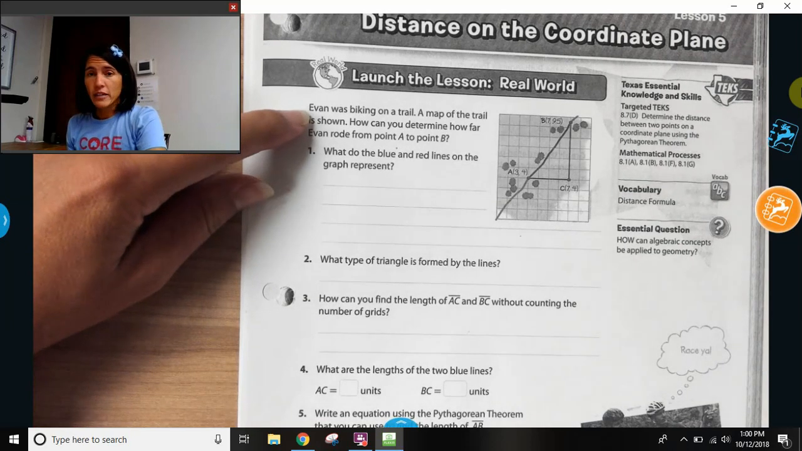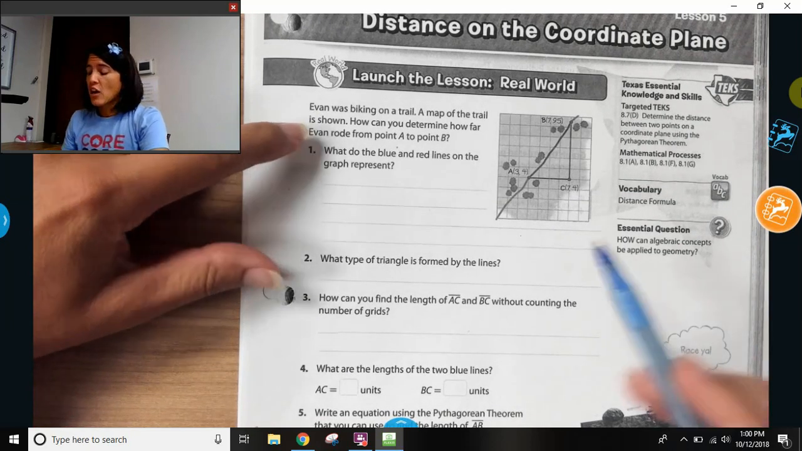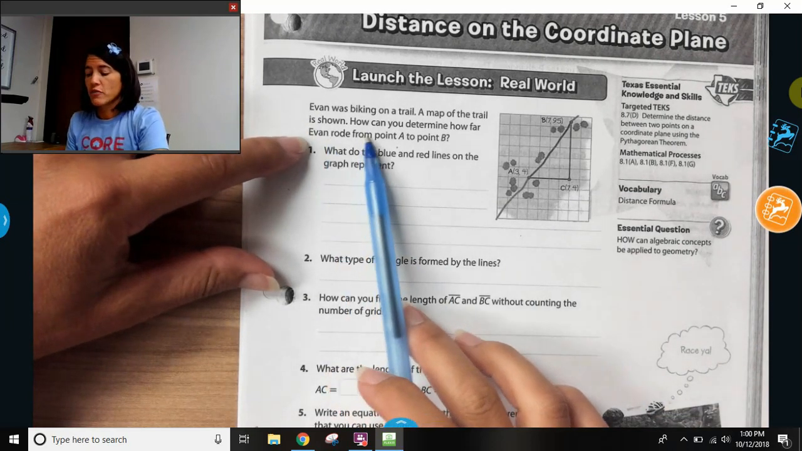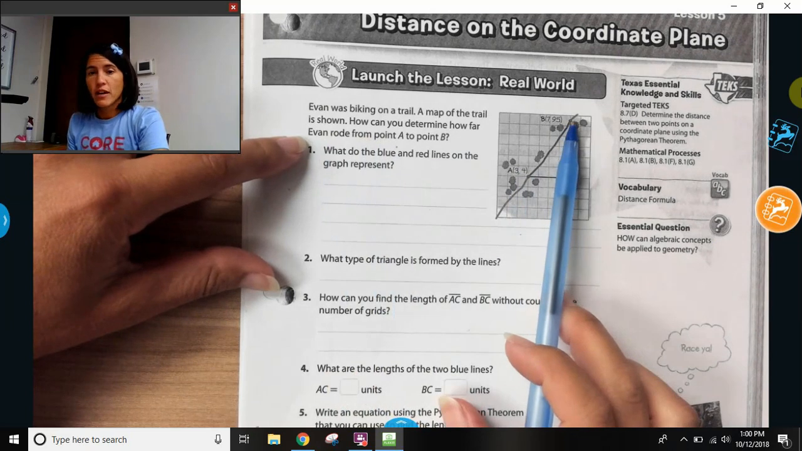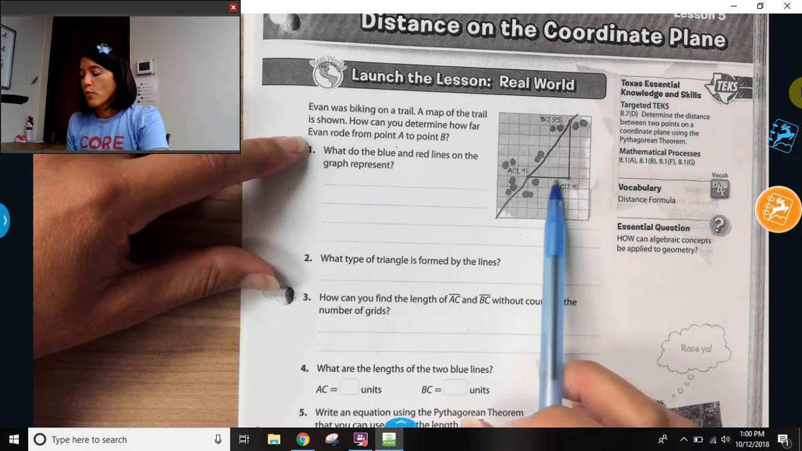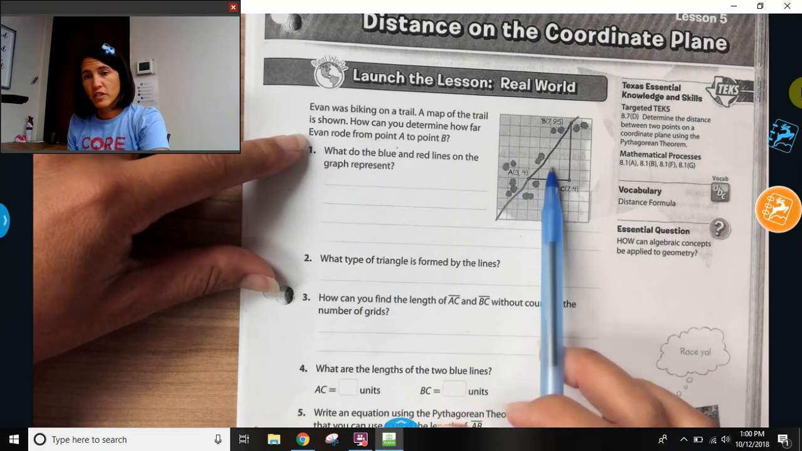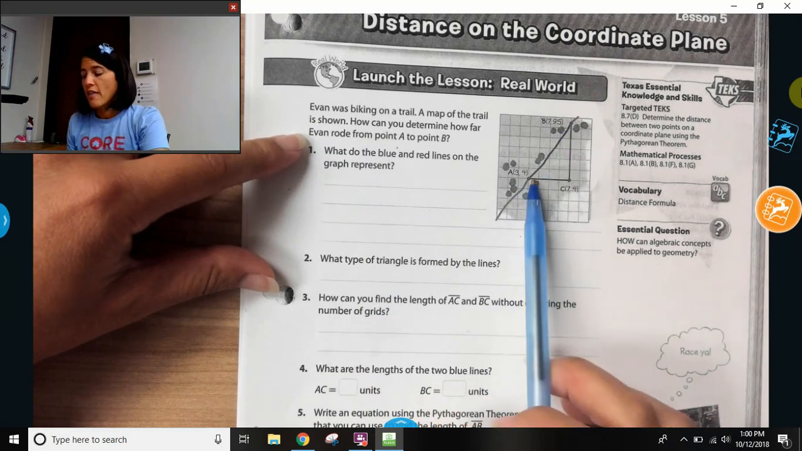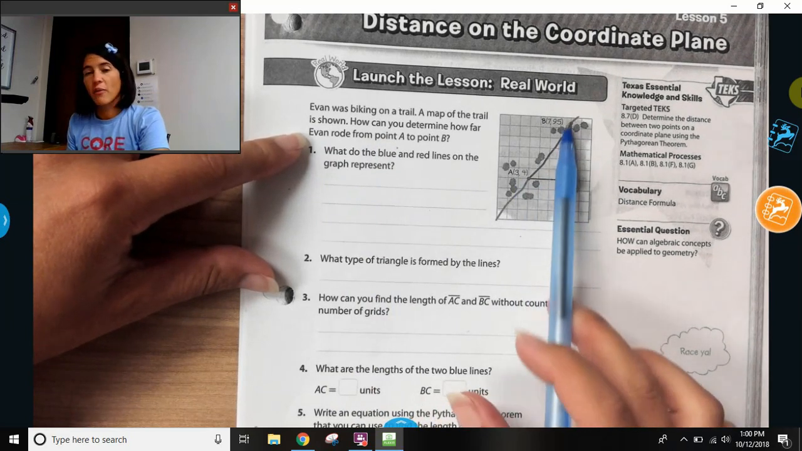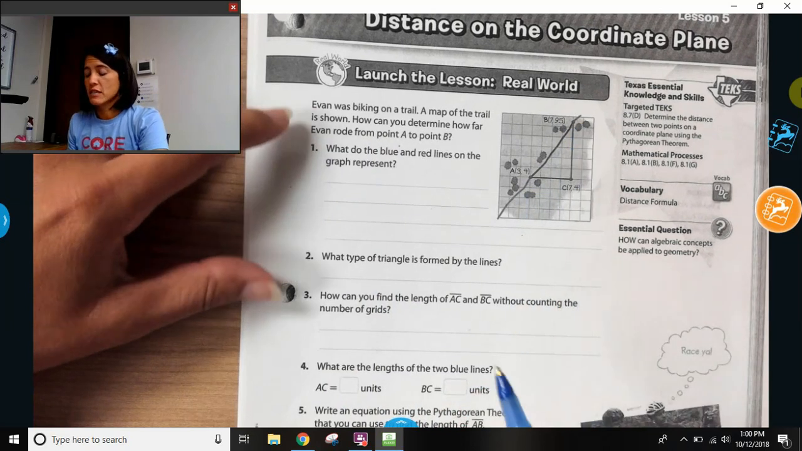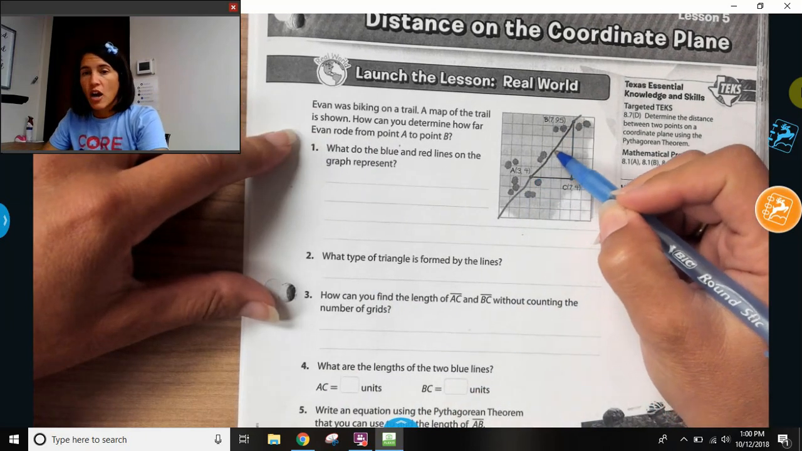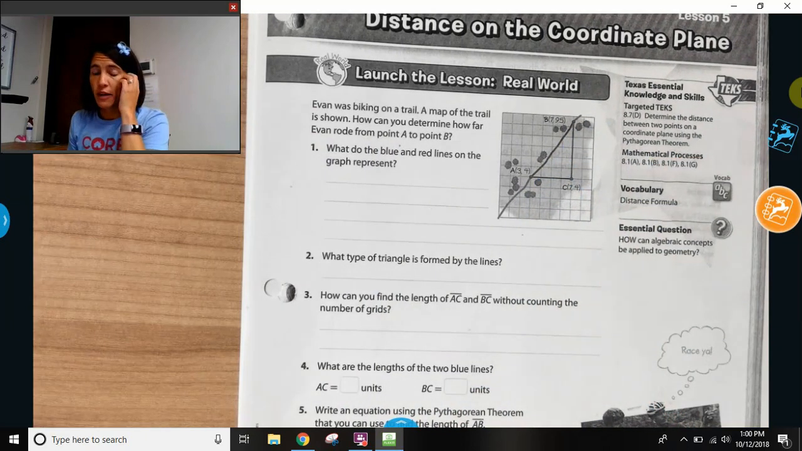Evan was biking, and here's a map. How can you determine how far Evan rode from point A to point B? So it looks like he biked up kind of this line. And then we are going to build a right triangle to figure out this distance because you can't really count across these squares like that.